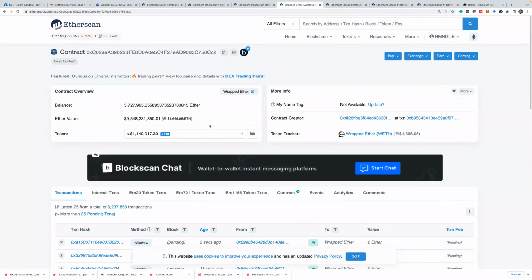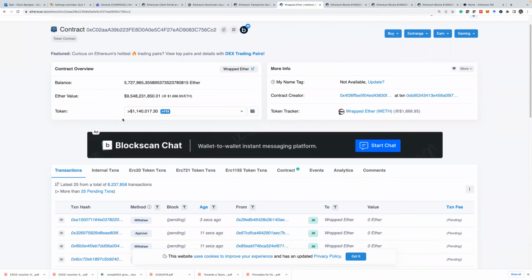So it's a smart contract that has quite a lot of Ether. This is 5 million Ether. Just multiply this at least by, let's say, 2,000 American dollars. And so this is holding quite a lot of money. Okay, so it's actually here. It's about, what, almost 10 billion US dollars.